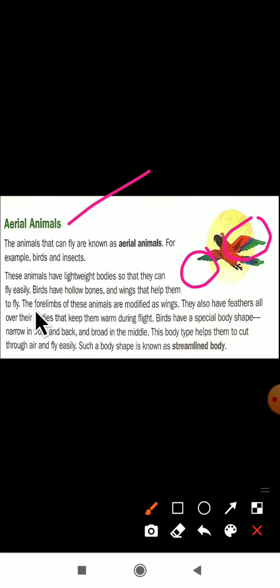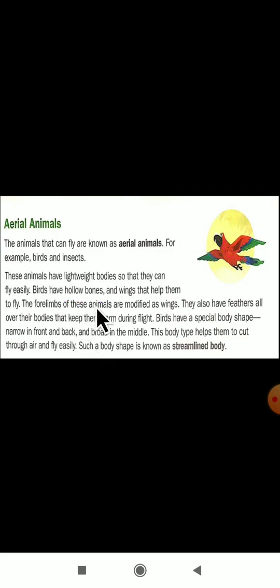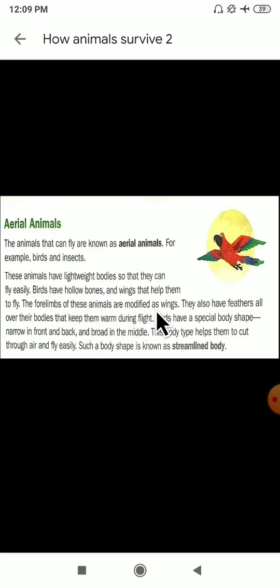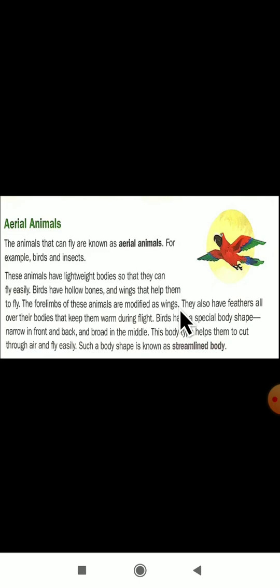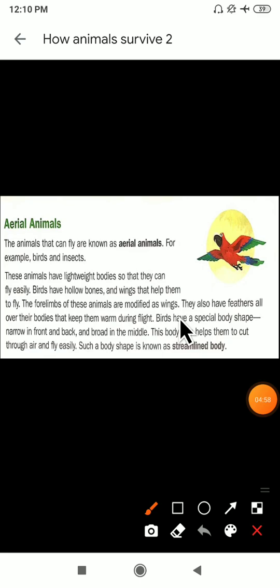Birds have hollow bones. Hollow is nothing but light bones. The bones of birds are very light here. The 4 limbs of these animals are modified as wings here. The limbs, the legs, they are modified as wings. They don't have 4 limbs.